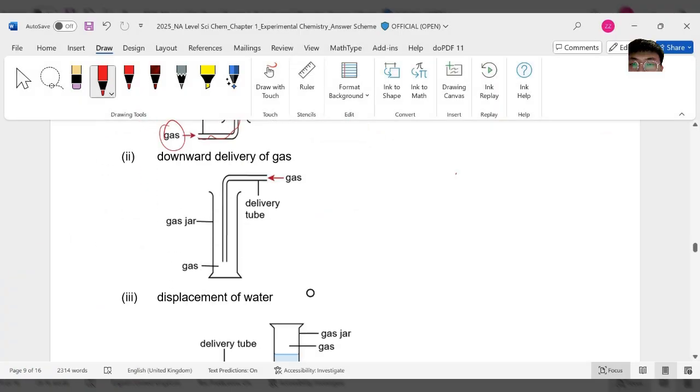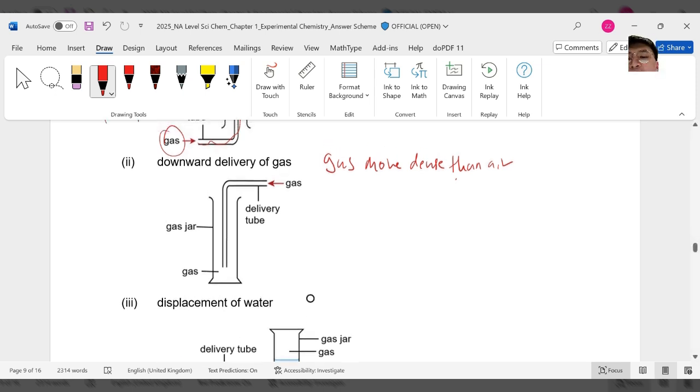The other method is the downward delivery of gas. For this method, we use it for gases that are more dense than air. The concept is the same. Let's say we pass the gas into the gas jar. Since the gas is more dense, and this part here is air, it will not float. It will just stay at the bottom of the gas jar. This is how you can collect gases that are more dense than air.